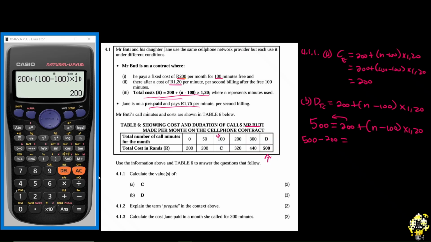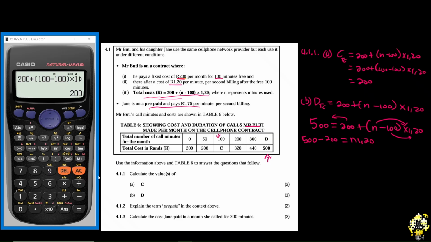The first thing that we are supposed to do here, we'll take this 200 to the other side. When we take it to the other side, it's going to be 500 minus 200. Why? Because it was positive, and when it goes to the other side, it becomes negative. Then we are going to try to solve this. Because this is a multiplication, we'll take this n first and multiply it by 1.20, and then take this 100 and multiply it by 1.20. So n multiplied by 1.20 is going to be 1.20n, or 120n. It's the same thing.